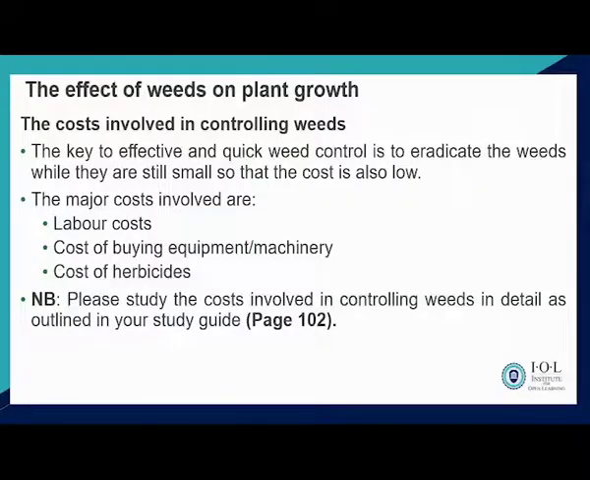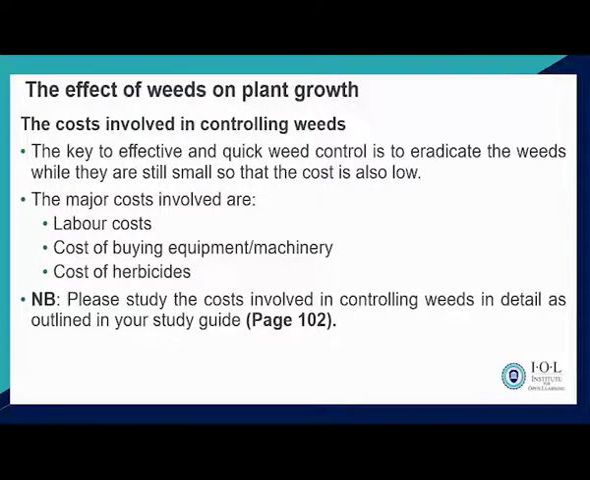When it comes to controlling weeds, there are several costs that are involved. The key to effective and quick weed control is to eradicate these weeds while they are still small, so that the cost is also low. You don't give them a chance to grow. Once they start coming up, you immediately deal with them. This will save you money and lead to lower costs of weed control. When it comes to controlling weeds, the major costs involved are labor costs.